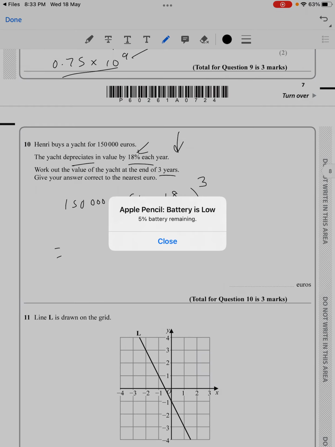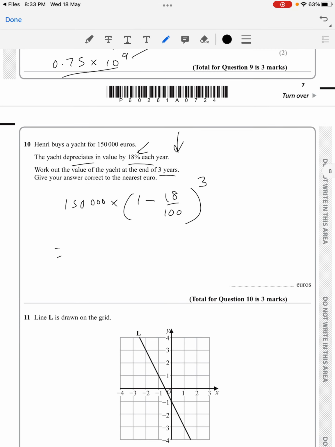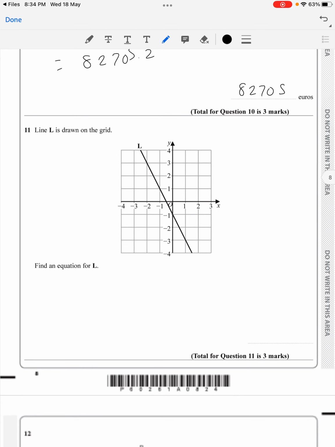Since we have that value, so you have 18 over 100 to the power of 3. Oh, the pencil battery is going down. Let's charge that up. Now, in order to do this, you get a decimal value of about 82705.2. We have to round it to the nearest euro, so that's 82705 euros.